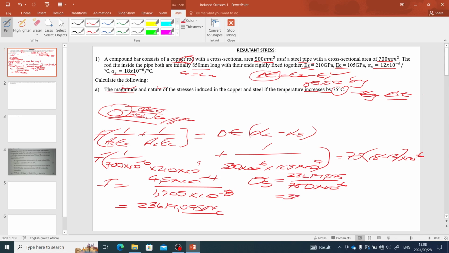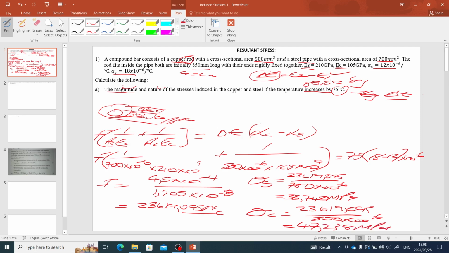Then I got 33,742 megapascal. Then the stress for copper would be 23,619,095 divided by 500 times 10 to the power negative 6. Then I got my answer as 47,238 megapascal. Now, this is how you calculate your stresses. We've managed to calculate our stresses.